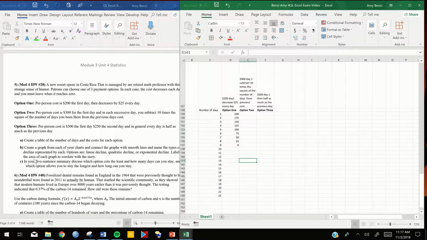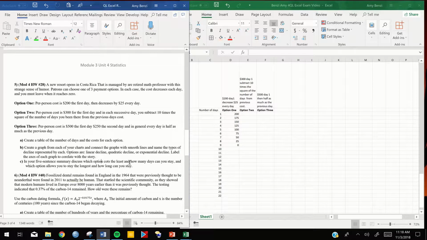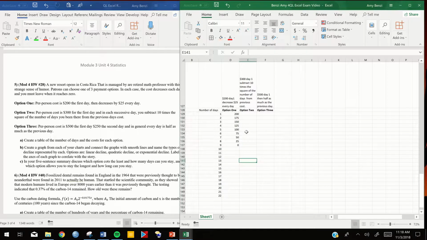And it actually says, in your 5-sentence summary, discuss which options cost the least and how many days you can stay, and in which options allow you to stay the longest. So you do need to look at all this information, and when you do this homework problem number 28, you will see that you have to answer all these questions. So for option 2, this is the weird one that really throws students off.